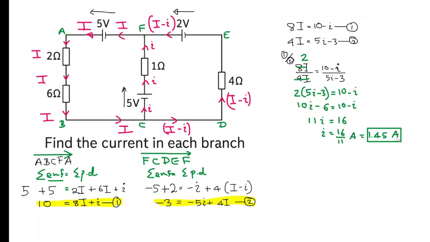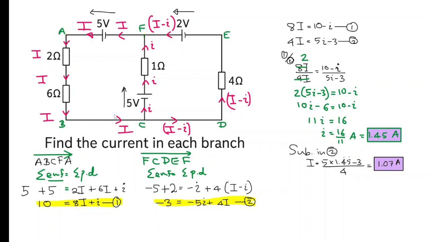Now all I need to do is substitute it into one of the equations, maybe 2, to get the value of capital I. So after the substitution, you can see capital I is 1.07 amps. So we got both values, 1.45 and 1.07. Now the question is, find the current in each branch.